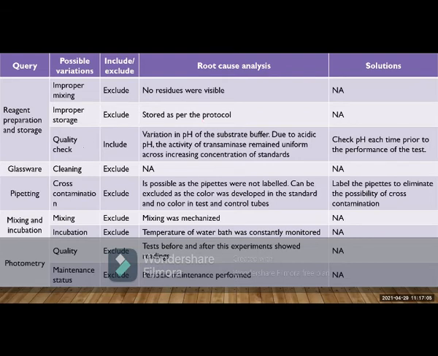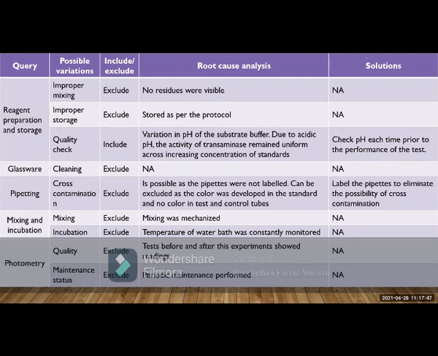Now, this point is very important. Quality check. Did they check the quality of the reagent before the performance? In this, we are including it. Why? We found that the pH of the substrate buffers, both alanine and aspartate, was different from the required pH. The pH was highly acidic in both. The activity of transaminase remained uniform across the series of standards, so there were no actual changes in transaminase activity. It remained the same because of the variation in pH from the recommended ones.